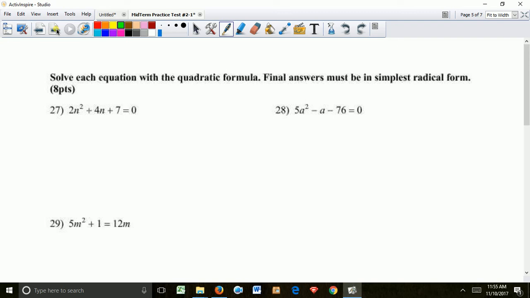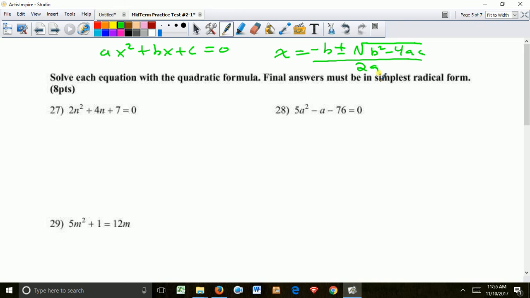So for 27, we've got 2n squared plus 4n plus 7 equals 0. When you're using the quadratic formula, make sure everything's in the form ax squared plus bx plus c is equal to 0. And the quadratic formula is given by x is equal to negative b plus or minus the square root of b squared minus 4ac all over 2a. So in the case of this one, a is 2, b is 4, and c is 7. So n, in this case, is equal to negative 4 plus or minus the square root of 4 squared minus 4 times 2 times 7, and that's all divided by 2 times 2.